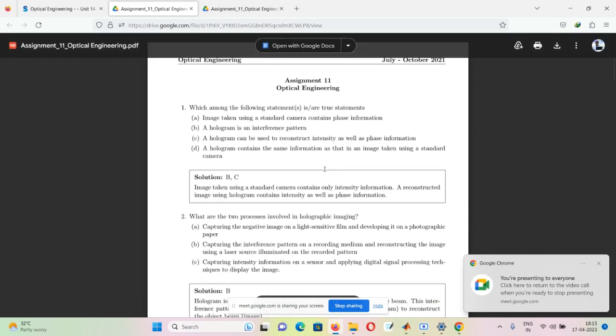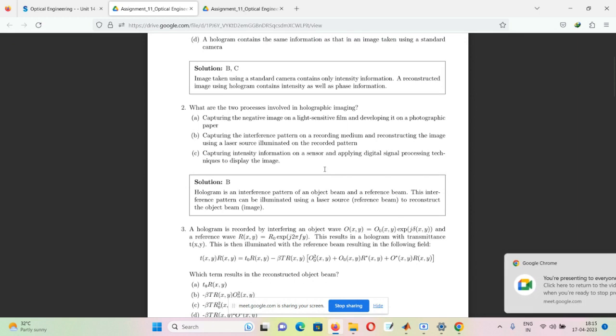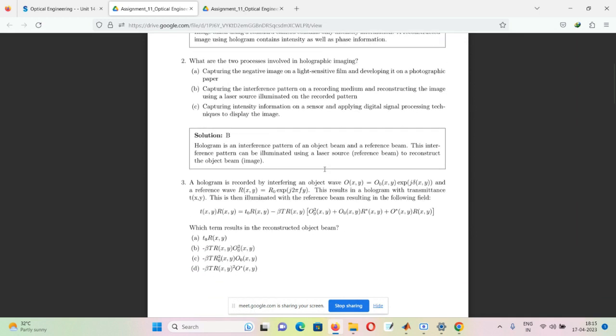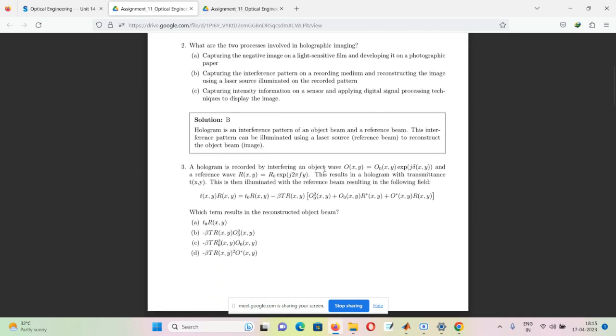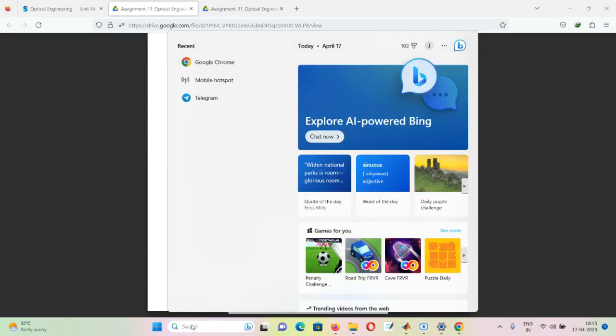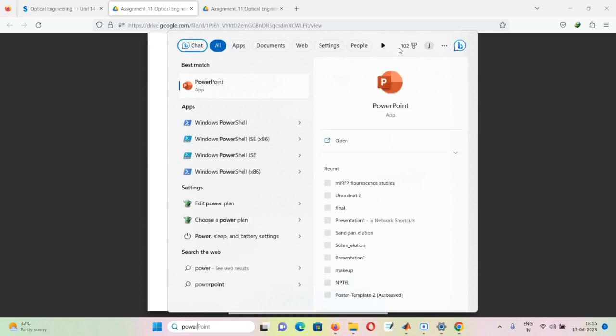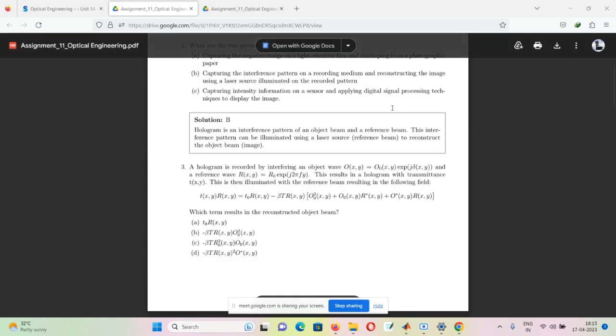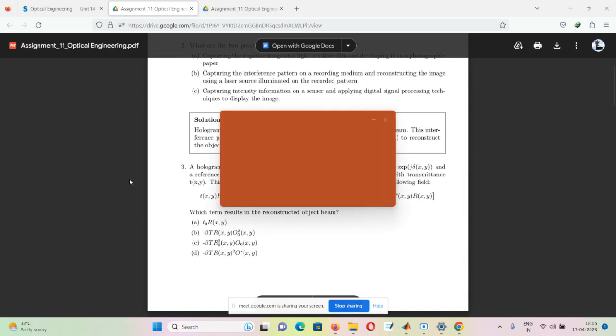Now, these are actually conceptual questions. You have to get a normal concept of how a hologram works. What are the two processes involved in a holographic image? It's a direct question. Anyway, okay, I will just pause.